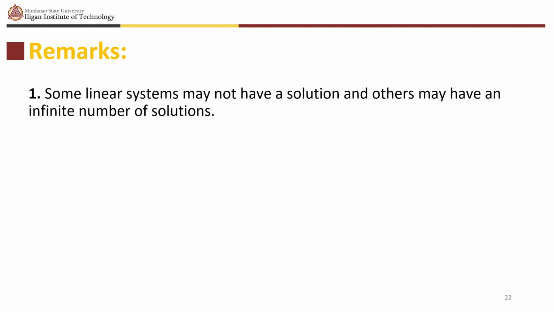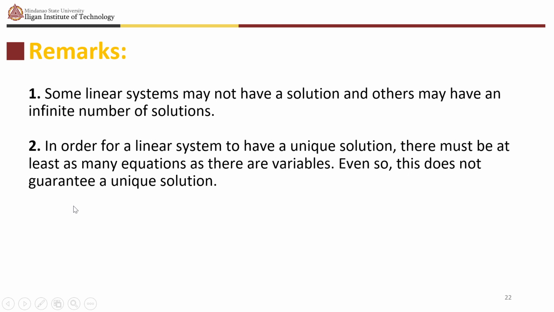Following our remarks, some linear systems may not have a solution, and others may have an infinite number of solutions. Again, when does it have an infinite number of solutions? If the equations are actually identical. Some linear systems may not have a solution, that is, if the equations are actually parallel lines. And in order for a linear system to have a unique solution, there must be at least as many equations as there are variables. But even so, this does not guarantee a unique solution.